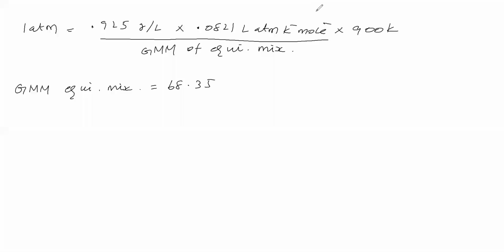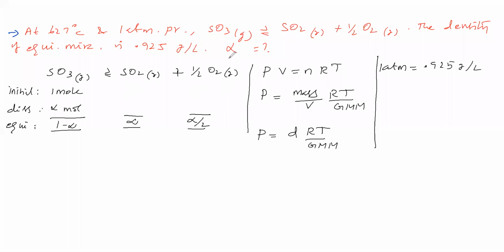We will see the units cancellation. Atmosphere cancels, liter cancels, per Kelvin cancels. So we are getting gram per mole. So we got the gram molecular mass of equilibrium mixture. Now the required thing we want is alpha, the degree of dissociation.